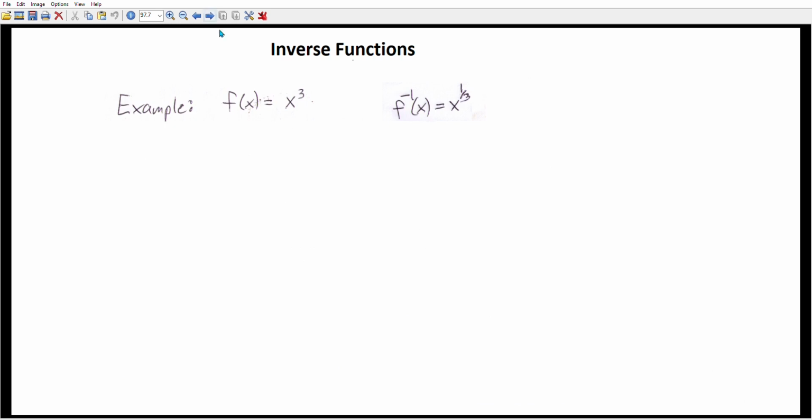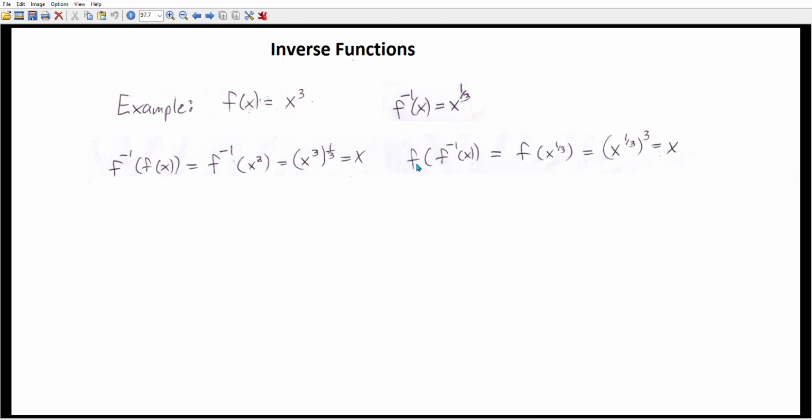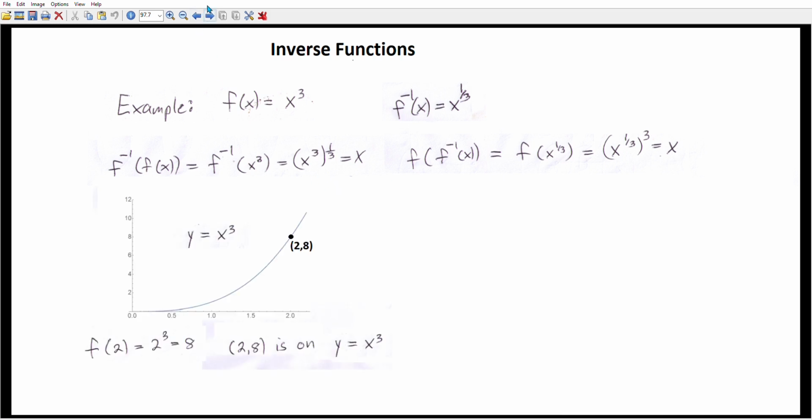So for example, if f of x is x cubed, f inverse of x is x to the 1/3, and we can see this by calculating f inverse of f of x, which is f inverse of x cubed, which is x cubed to the 1/3, which is x, and the other relationship, f of f inverse of x, is f of x to the 1/3, which is x to the 1/3 cubed, x. These two functions are inverses.